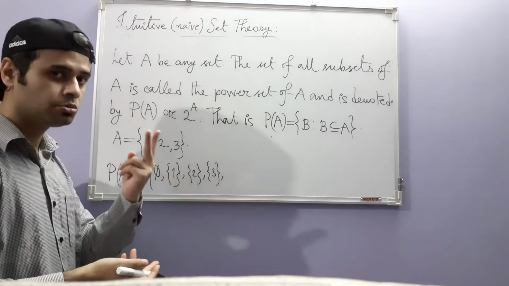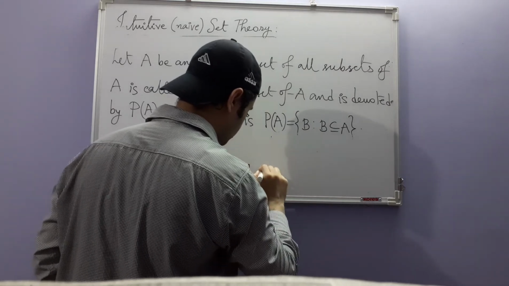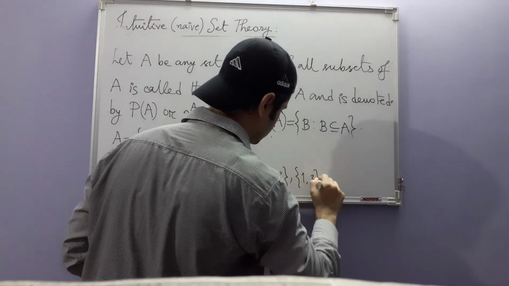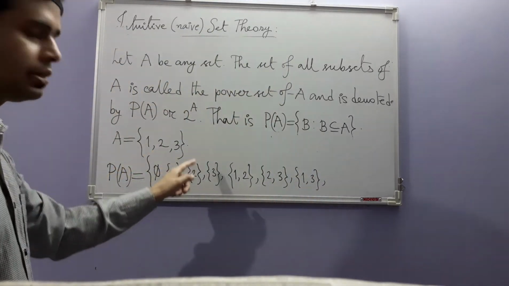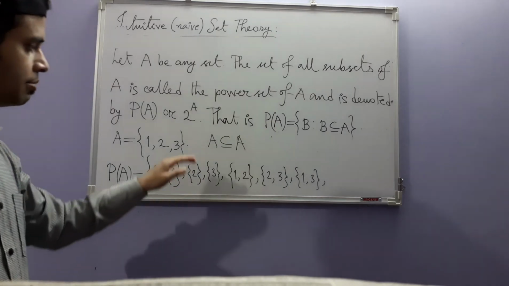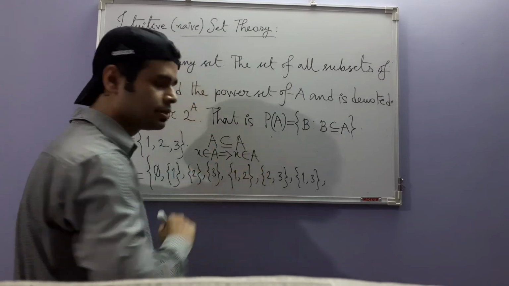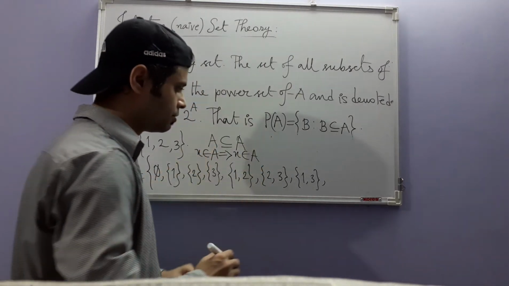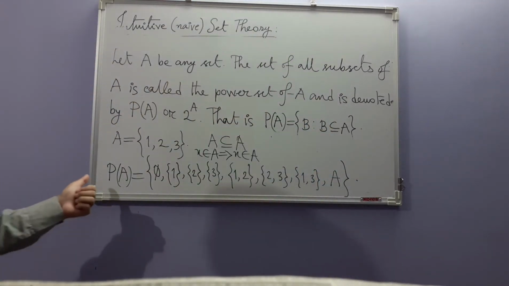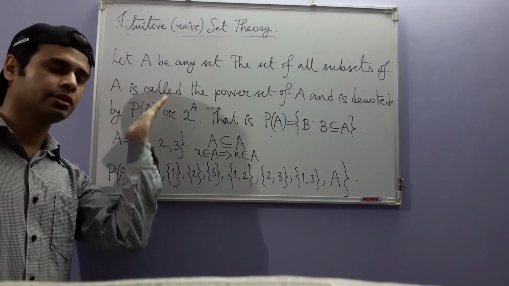What about subsets having 2 elements? There are 3 such subsets, {1, 2}, {2, 3} and {1, 3}. But there is one more, the set itself. Every set is a subset of itself in a trivial manner, because if x belongs to A, then of course x belongs to A. This becomes a trivially true statement. So A itself also comes as an element. So this is the power set of A, this particular A. So that is the meaning of power set.